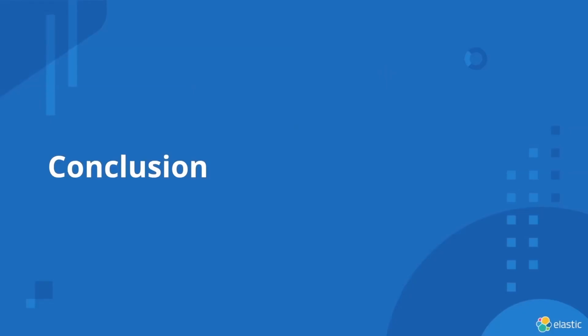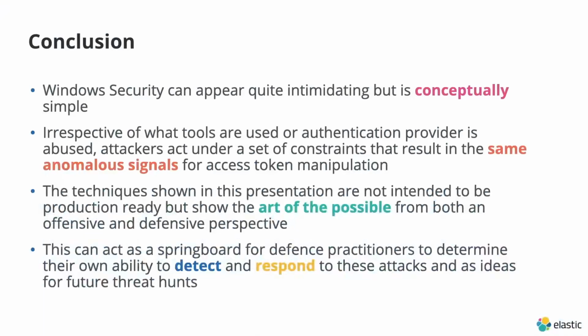And I shall wrap up there. So hopefully I've shown that Windows security can be intimidating. Things like Kerberos and NTLM can be complicated, but I hope I've shown that at a high level, conceptually it's simple. Think of access tokens, logon sessions, and cached creds. This is the framework from which it works and from which you can essentially start compromising domains.